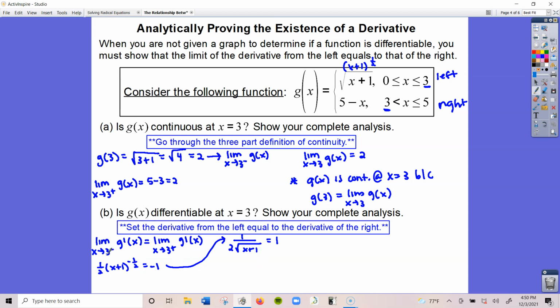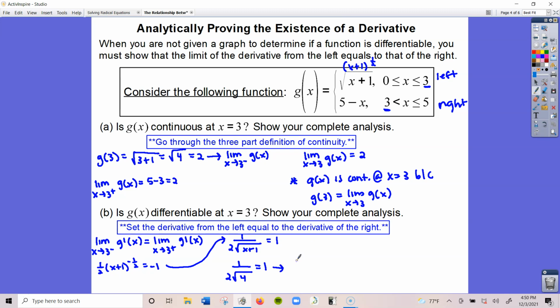Now we made our limits here. This is the limit as x approaches 3. So what I'm going to do now is plug in 3 for the x. So this is going to be 1 over 2 times the square root of 3 plus 1, which is 4, is equal to negative 1. And we want to check if these are equal. If they are equal, then this function is differentiable. If it's not equal, then it's not differentiable.